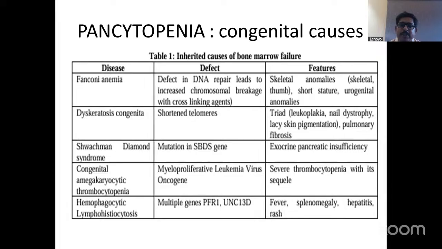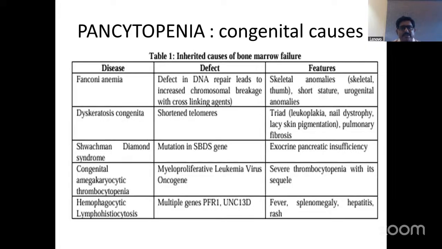Now, Fanconi's anemia is a defect in the DNA repair that leads to chromosomal breakage and cross linkages of those broken chromosomes, and hence leads to pancytopenia. The typical feature of pancytopenia in Fanconi's anemia is skeletal abnormalities, especially the skeletal thumb, short stature, and urogenital abnormalities.